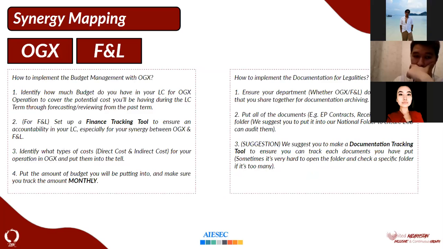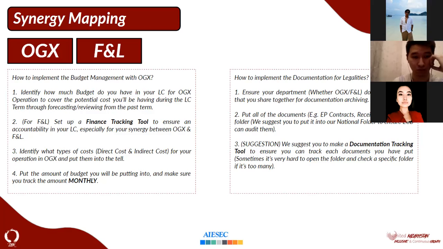So for synergy mapping between OGX and FNL: firstly, how to implement budget management with OGX. Firstly, identify how much budget you have in your LC for OGX operation to cover the potential costs you will have during the LC term, through forecasting or reviewing the past term. For budget management, you need to identify how much budget you have in your LC, and also how much budget you want to distribute for the OGX operation.